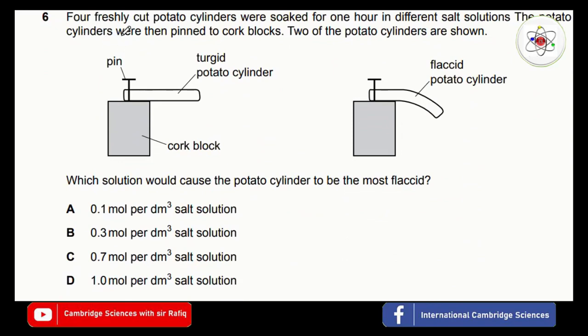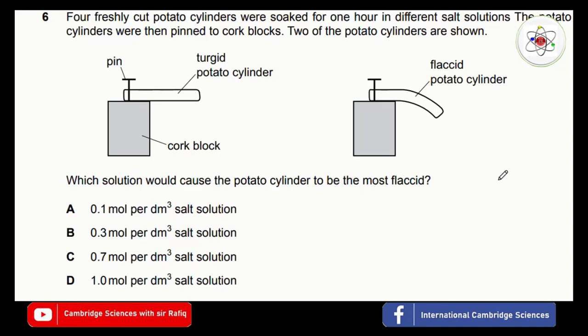Question number 6. 4 freshly cut potato cylinders were soaked for 1 hour in different salt solutions. The potato cylinders were then pinned to cork blocks. 2 of the potato cylinders are shown. One is turgid and the second is flaccid, which is in fact floppy. Which solution would cause the potato cylinder to be the most flaccid?